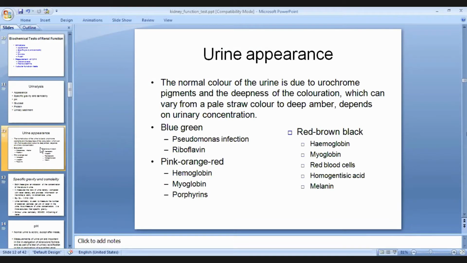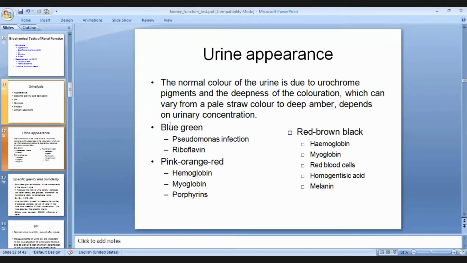Under urine analysis, we can see the appearance of the urine. As we know, the normal color of urine, generally straw color, is due to pigments, and the coloration may vary from straw color to amber, depending upon the concentration. Sometimes the color may get changed, and it may also give a clue about different types of infection or different abnormalities in the urine.